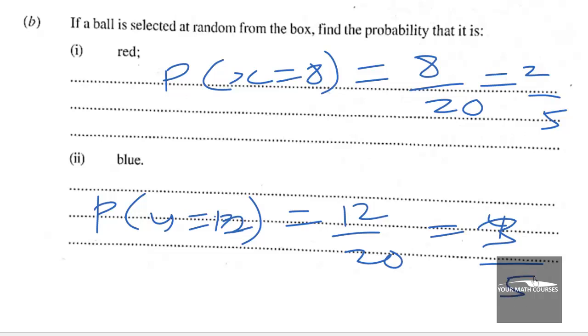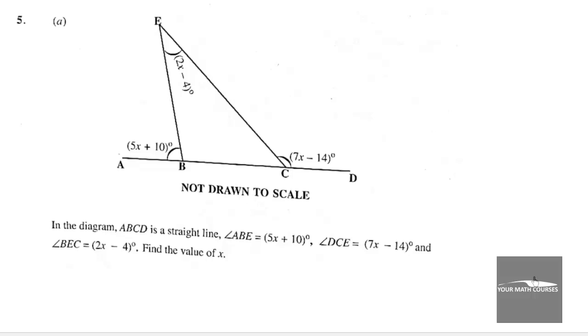Now let's look at the fifth question. In the diagram, ABCD is a straight line. Angle ABE is 5x plus 10 degrees. Angle DCE is 7x minus 14 degrees. And angle BEC is 2x minus 4 degrees. Find the value of x.